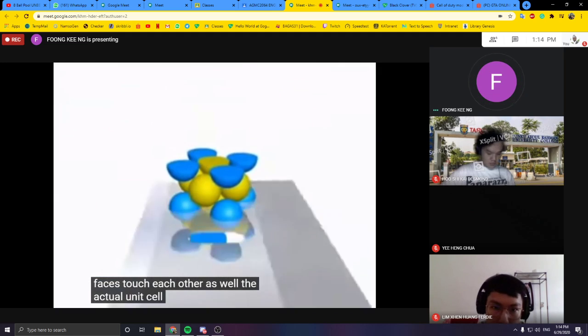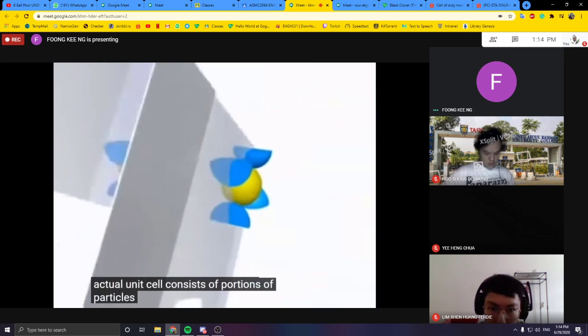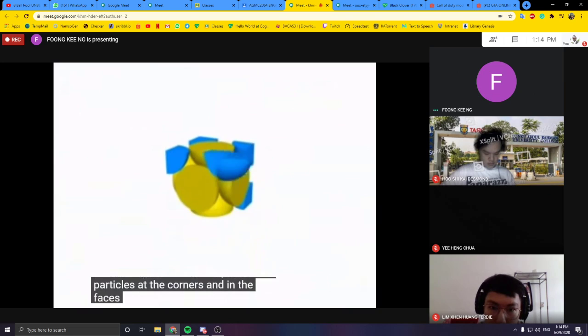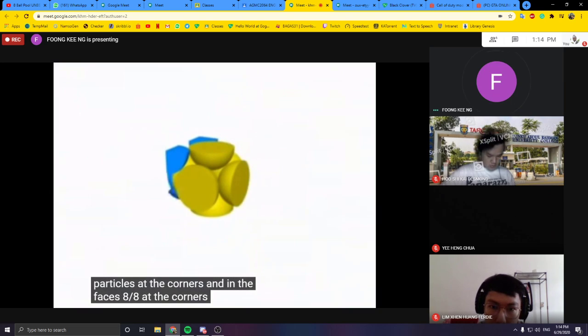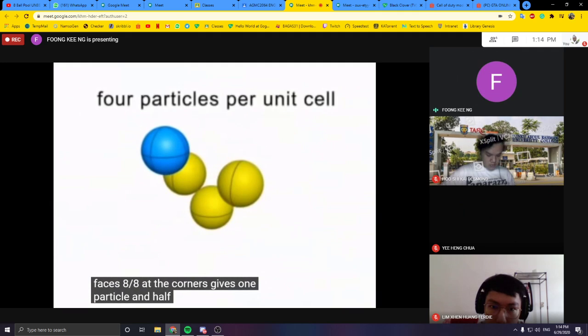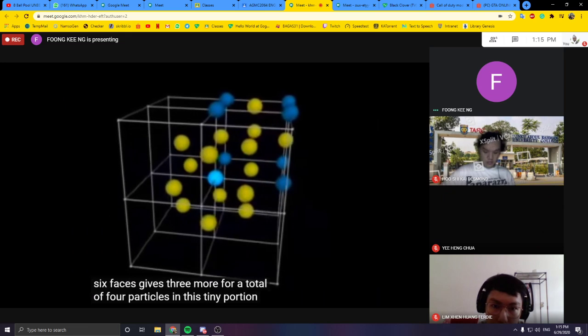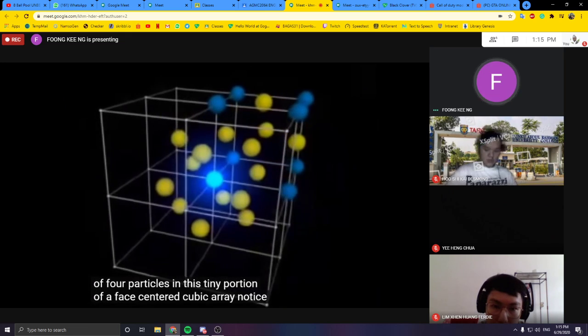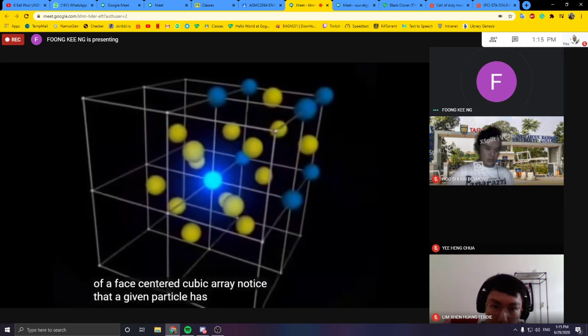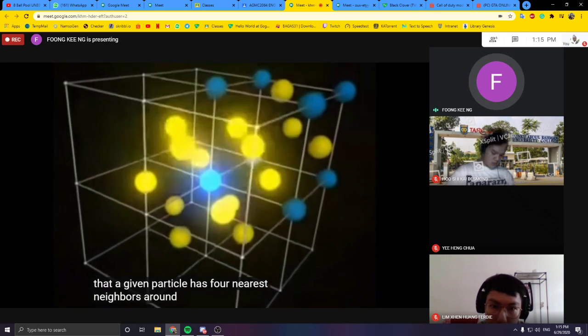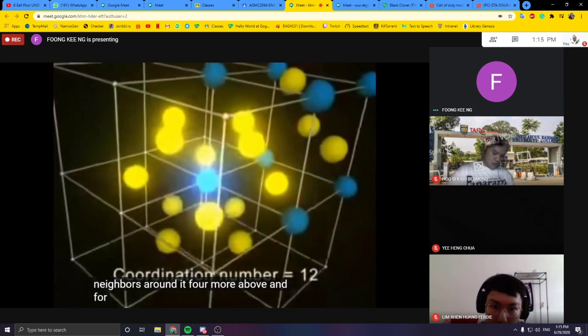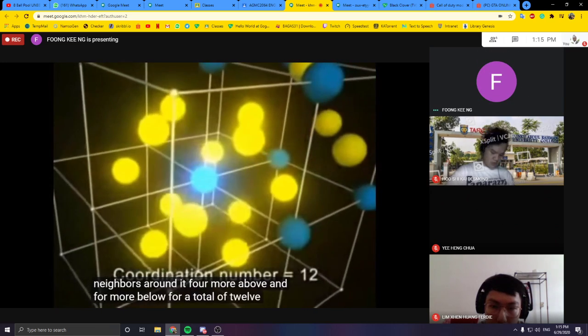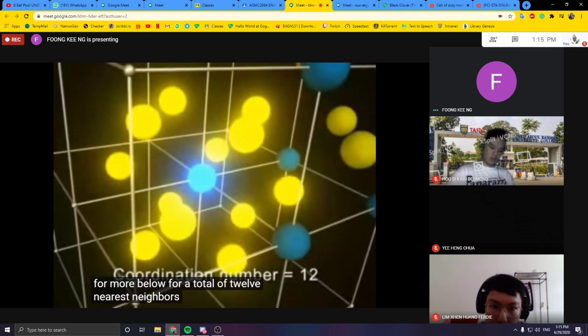The actual unit cell consists of portions of particles at the corners and in the faces. 8/8 at the corners gives 1 particle, and half a particle in each of 6 faces gives 3 more, for a total of 4 particles. In this tiny portion of a face-centered cubic array, notice that a given particle has 4 nearest neighbors around it, 4 more above, and 4 more below, for a total of 12 nearest neighbors.